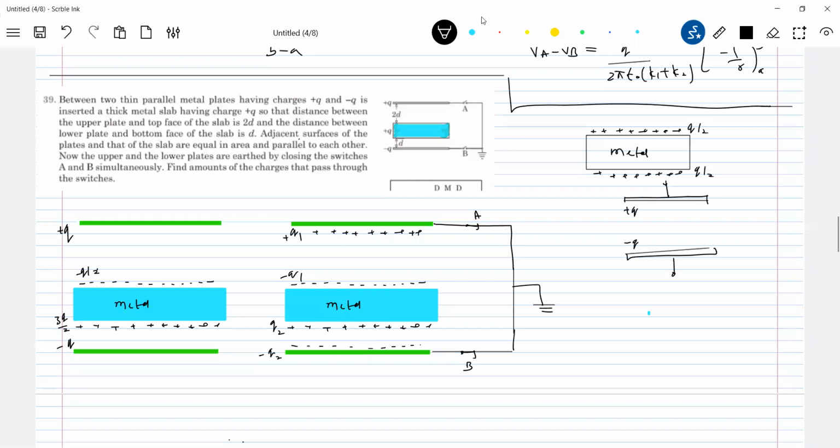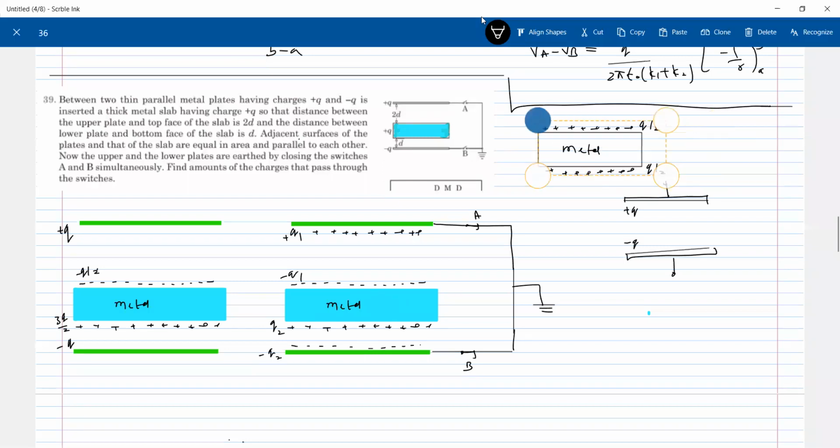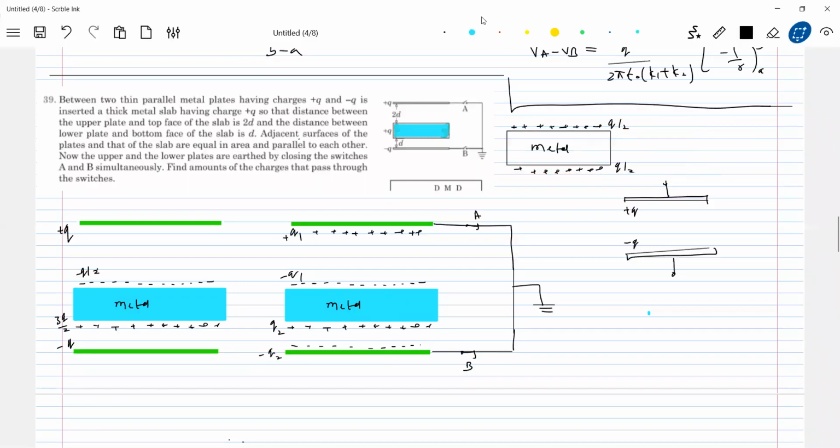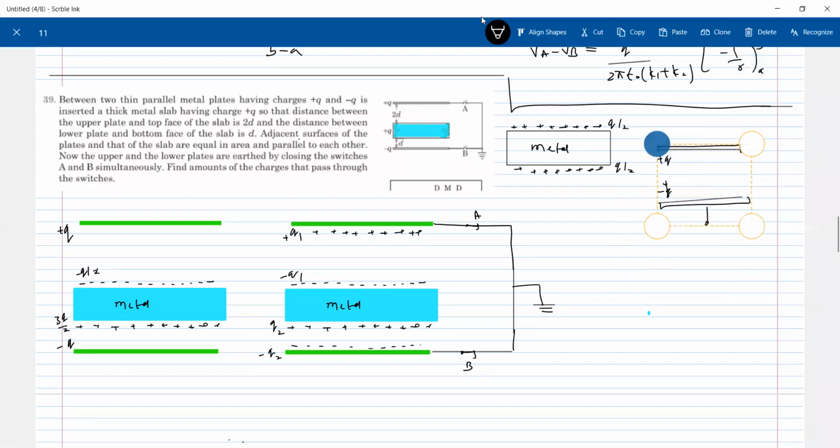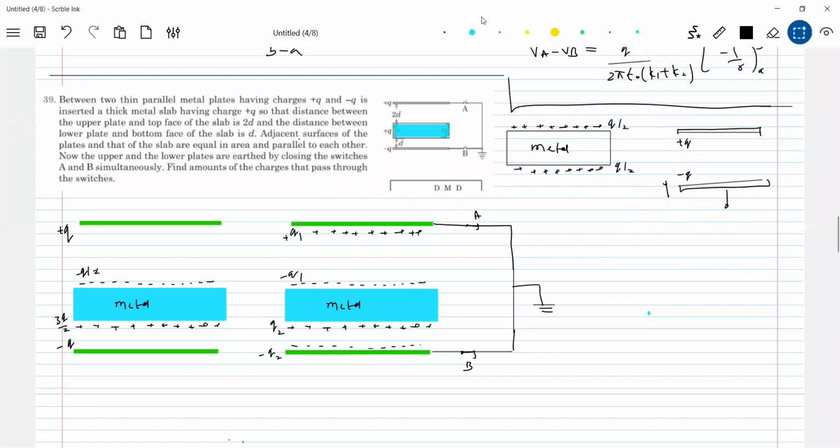It's a metal, no? And what is the potential at A and B? Potential at A should be equal to potential at B. Any reason for that? Because they are being earthed. Whenever that earthing comes, you have to take help of that condition. Because of earthing here, VA equal to VB.